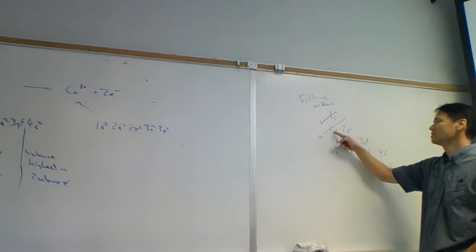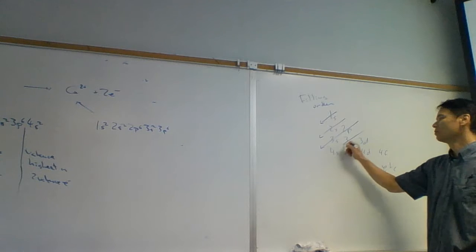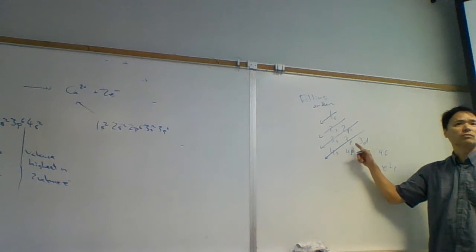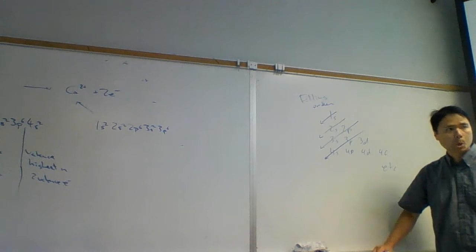And so it goes 1s, 2s. You do these down arrows like this. 2p, 3s, 3p. It doesn't jump from 3p to 3d, it jumps from 3p to 4s. And then you memorize that.